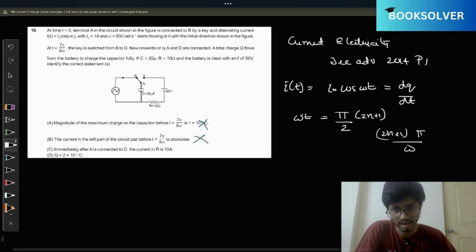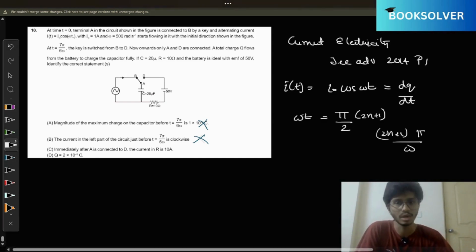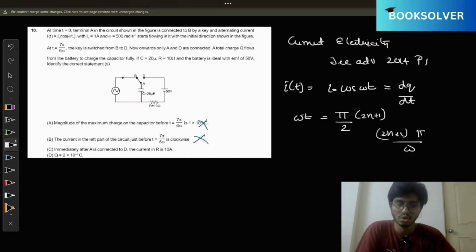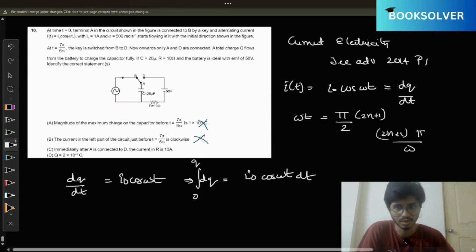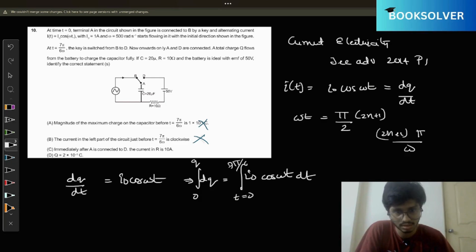Immediately after A is connected to D, the current in R is what? See, what is the charge when t is 7 pi by 6 omega? For that, we know dq by dt is equal to I naught cos omega t. Now that implies that dq is equal to I naught cos omega t into dt. Now we integrate it from 0, initially it was 0, to some q, and this went from t equals 0 to 7 pi by 6 omega.